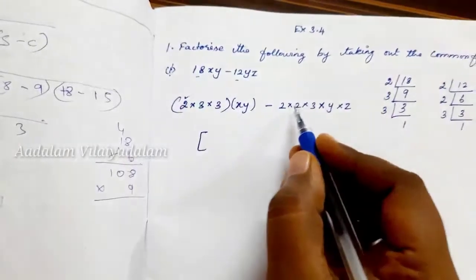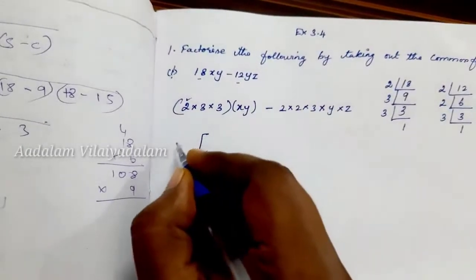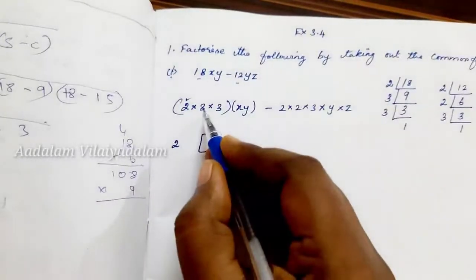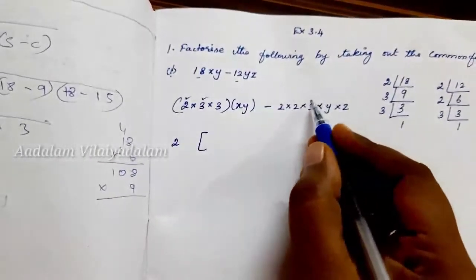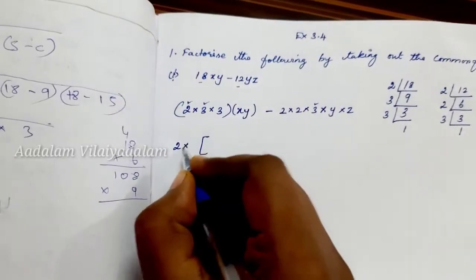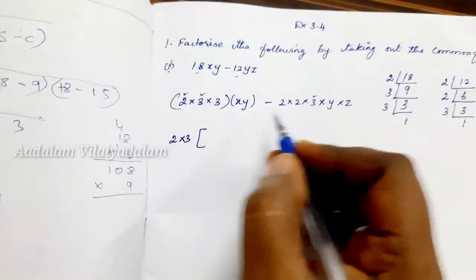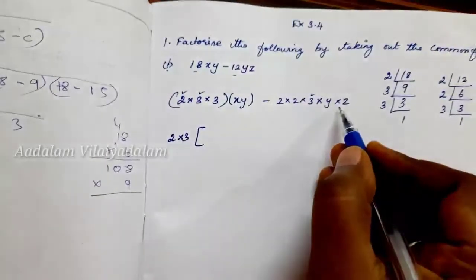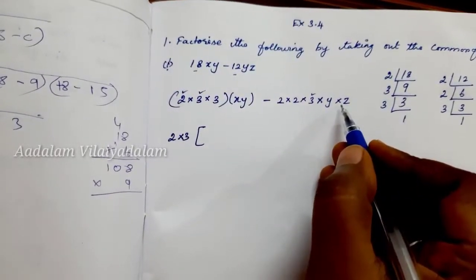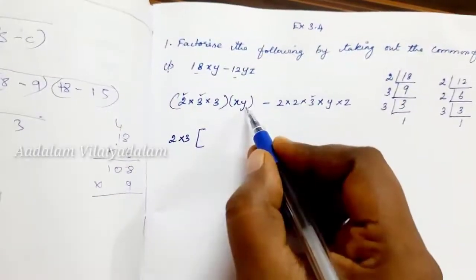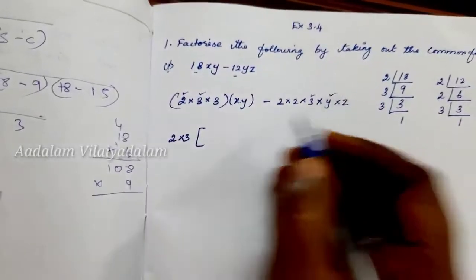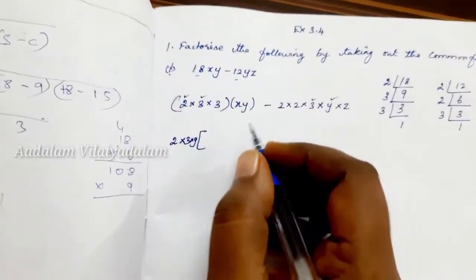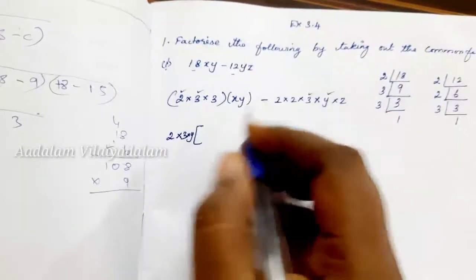Here there is 2, and there is also 2. So 2 is a common factor. And next, 3 is common. Here 3 is also common. What else is there? Here x is present, but in the other term x does not exist. But y is here, and y also exists in the other term. So therefore we can take y out, because it is common to these two terms.